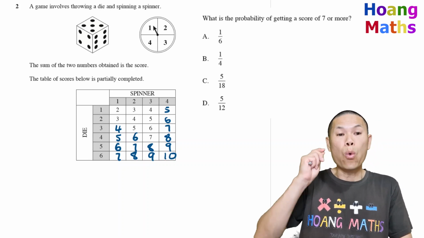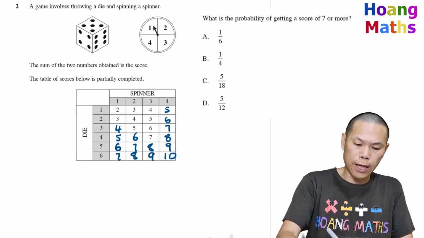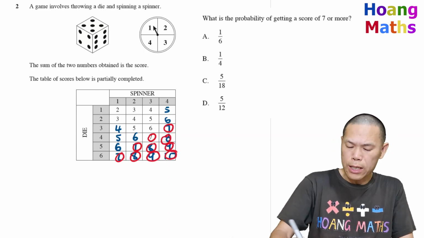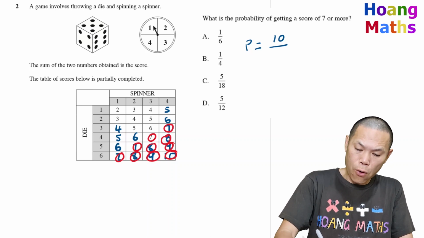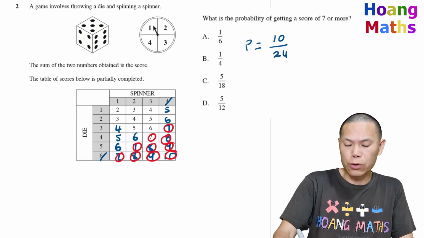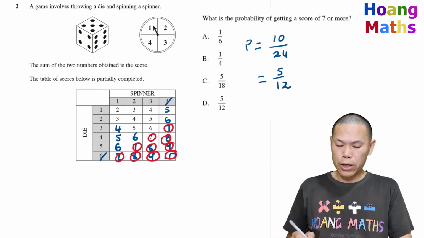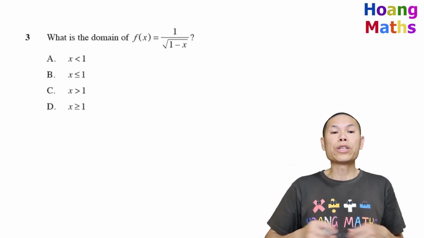And the question is, what is the probability of getting a score of 7 or more? So from 7 onward, okay? The answer is this one here. 1, 2, 3, 4, 5, 6, 7, 8, 9, 10. So 10 scores altogether. Therefore, the probability will be 10 out of, we have 4 times 6 is 24, so 24 scores altogether. So there you go. I can divide it by 2, half it. So 5 over 12. So the answer should be D. So there you go.